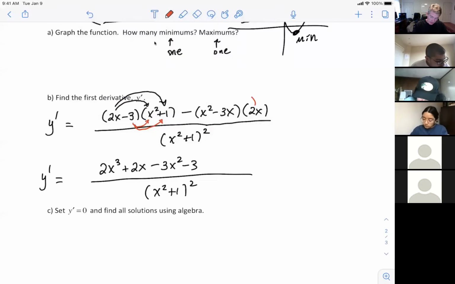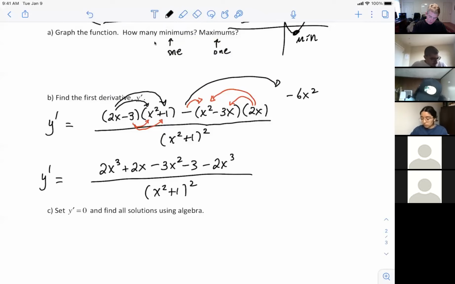For this other part, I need to distribute the 2x and then also distribute the negative. So 2x times x squared, that's 2x cubed, but distribute the negative, so it's going to be negative 2x cubed. Then there's 2x times the negative 3x, so that would be negative 6x squared. But then you have to distribute the negative, so that's going to be positive 6x squared.